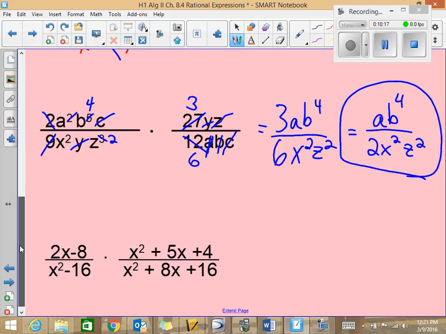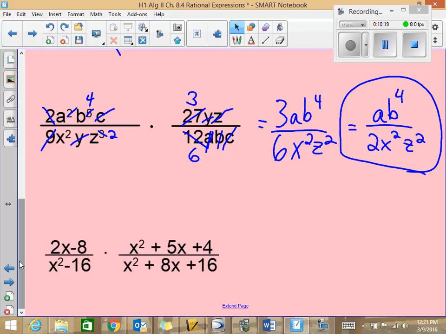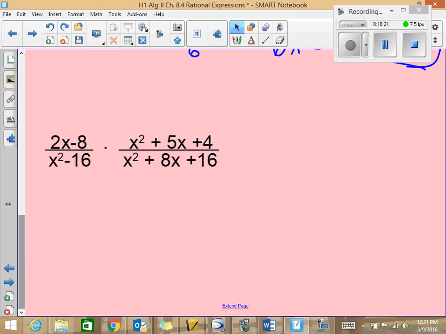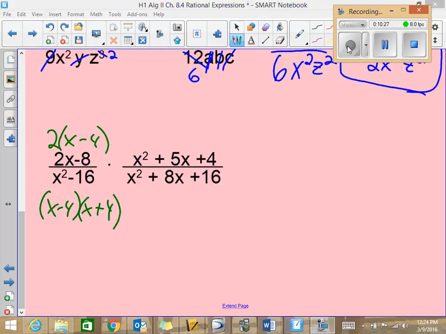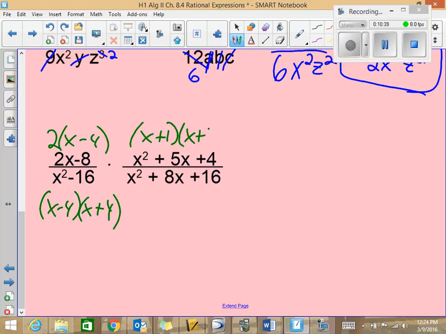Okay. So let's try another one. So actually, you guys go ahead and try this one on your own. Okay, so factor at the top, GCF, 2 times x minus 4, factor at the bottom. Major question, what multiplies to 4 adds to 5? It is 4 and 1. Multiplies to 16 adds to 8, 4 and 4.